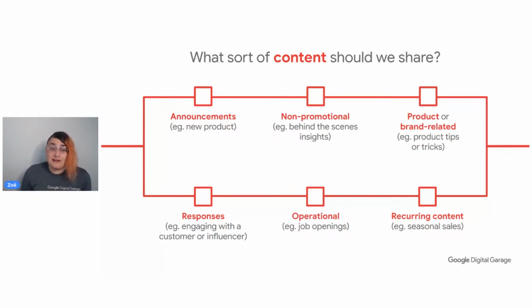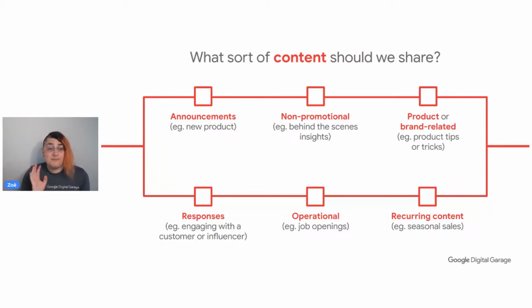Could be product or brand related, could be tips or tricks, could be responses. So you might engage with the customer and influencer. If you reply to them, then that is still content on social media. Could be operational. You can use social media to recruit. So you can say, hey, we've got jobs going at our warehouse at the minute, if anyone would like to apply. And you've got recurring content, which is seasonal sales, things that you do the same sort of time every year.